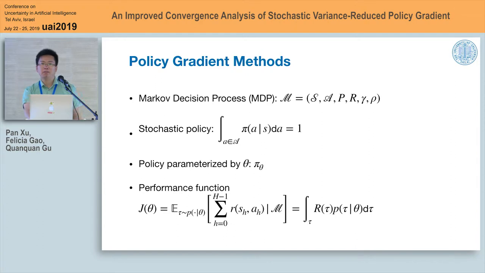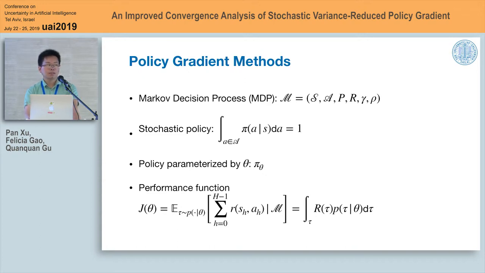Let's start with the review of the policy gradient methods. We denote that we have a Markov decision process, M, which has the state and action space, transition probability matrix, reward function, discount factor, and the initial distribution.